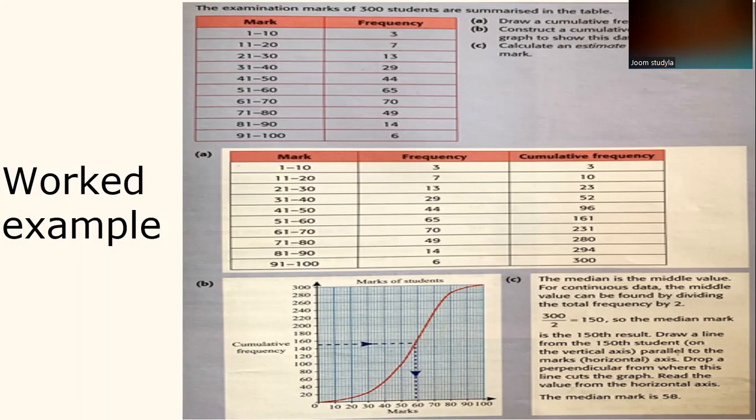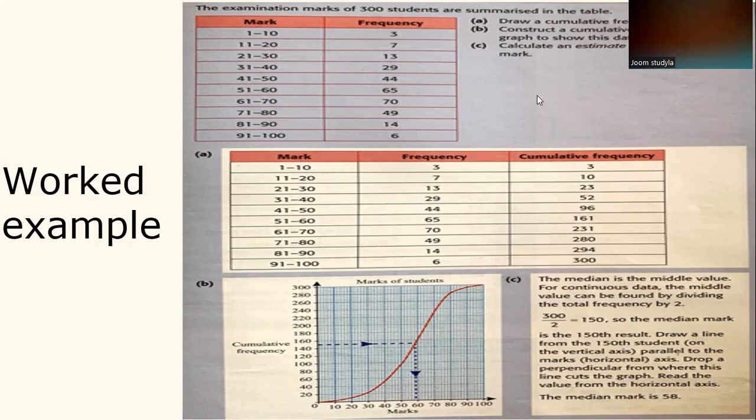The first question asks you to draw a cumulative frequency table. As I already taught you, you already have two columns here. You just add one additional column for cumulative frequency, and you get the value of cumulative frequency using the same formula as I taught you previously.